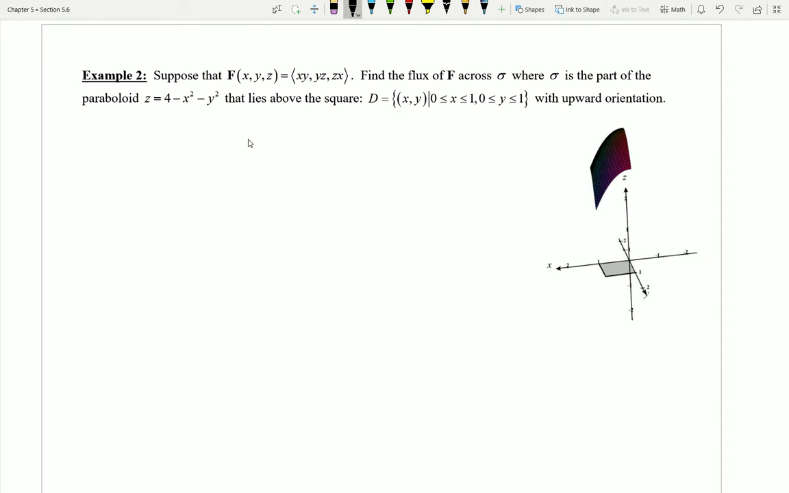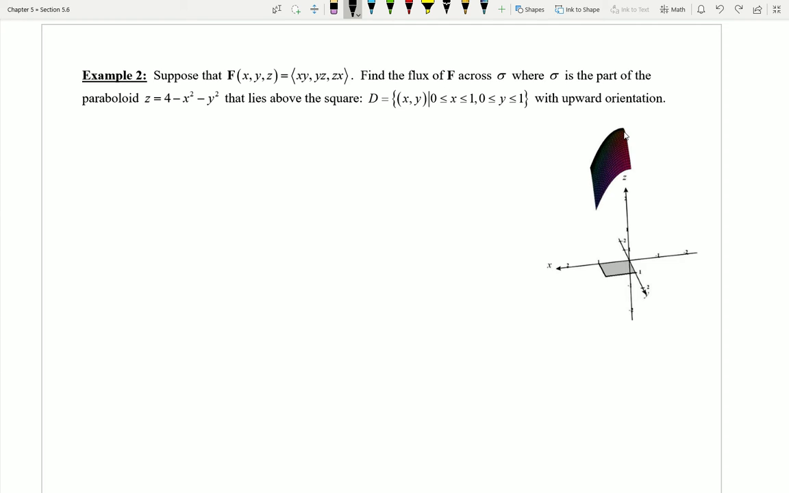So you can see in the picture that I have here that this is part of a paraboloid. That's that parabola-shaped picture that would look something like this had it been all the way filled in. But we're only dealing with the portion that's going to exist above this square that I have down here in the xy plane.